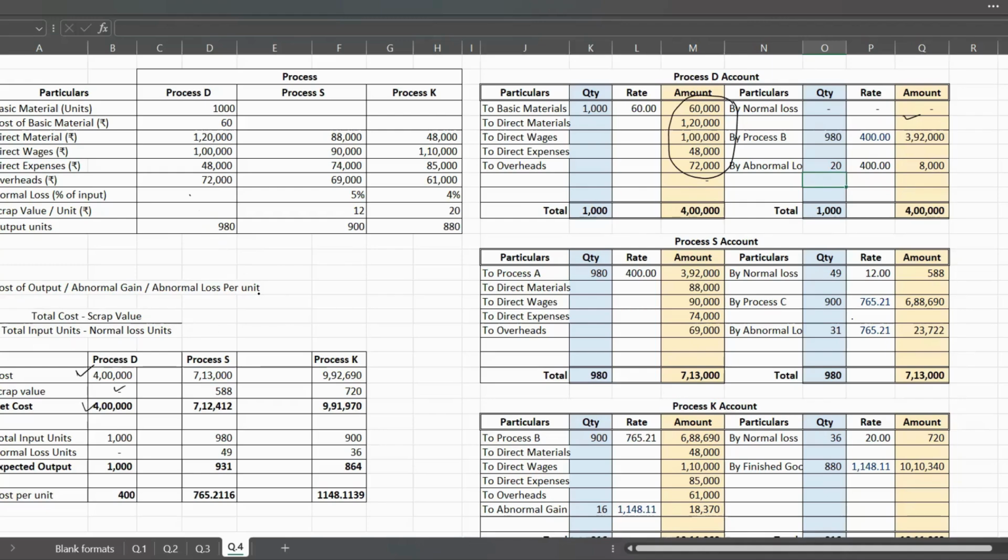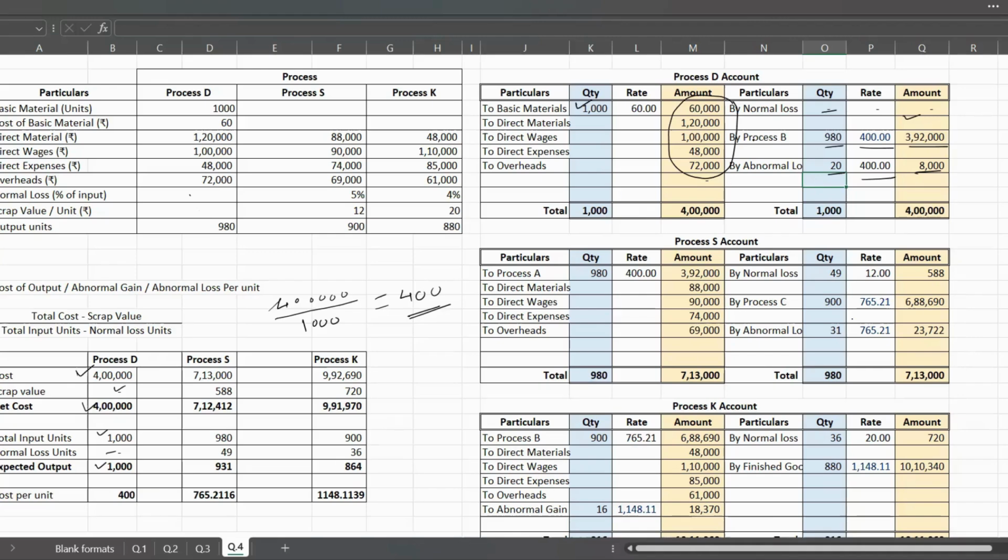So in numerator, total cost minus scrap value shall be 4 lakh, upon total input units minus normal loss units. Total input units are 1000, normal loss is nil. So again, 1000 minus nil. So expected output shall be 1000. So here 4 lakh divided by 1000 units, our cost per unit will be 400. It is shown here, cost per unit is 400. Now multiply output with 400 and then multiply abnormal loss with 400. You will get this amount and account gets closed.